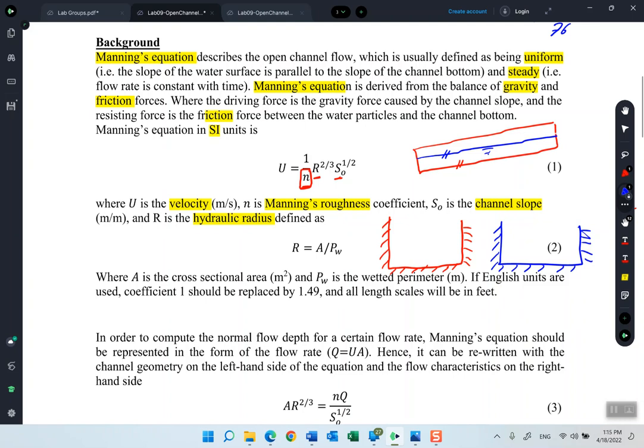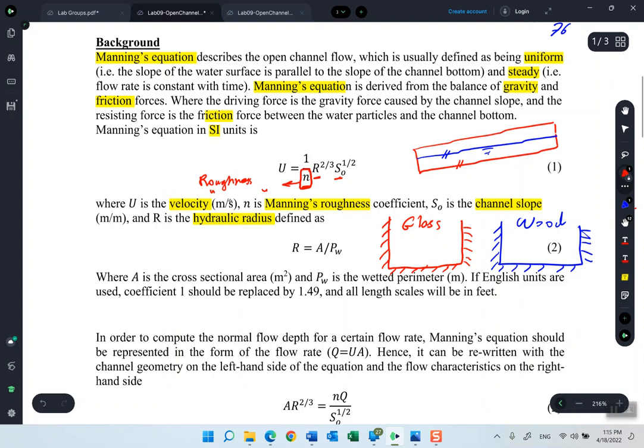The wood, of course, because the glass is very, very smooth, so it will allow water to flow very easily, while the wood will have more resistance. So this is why we use this parameter, because it represents the roughness of the section, and accordingly it is also related to the material of the section.